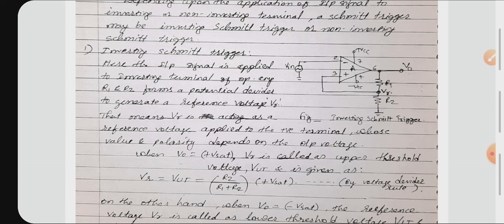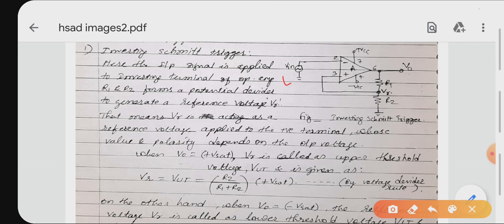So here is the circuit diagram of inverting Schmitt trigger. You can see here the input signal is applied to which terminal? Inverting input terminal, that means negative, and feedback is given to the non-inverting terminal, that is positive. Okay, so R1 and R2 form the voltage divider network at the output, where VR is the voltage generated because of the voltage divider network, and that is applied as a reference voltage to the non-inverting input terminal. Okay, so you can write down the circuit description in your own words.